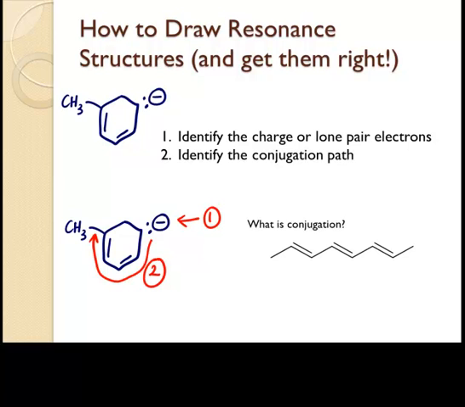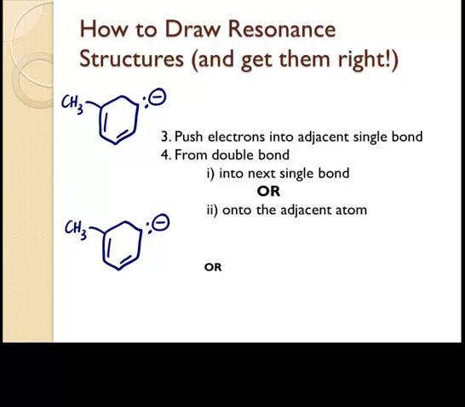Now if you look in the anti-clockwise direction, you can see it's a single bond, which is not conjugated. So there is only one conjugation path in this molecule. Step 3 is where you push the electrons into the adjacent single bond. The single curly arrow indicates movement of 2 electrons. Notice that it is drawn pointing towards the center of that single bond to indicate movement of 2 electrons directly into that single bond.